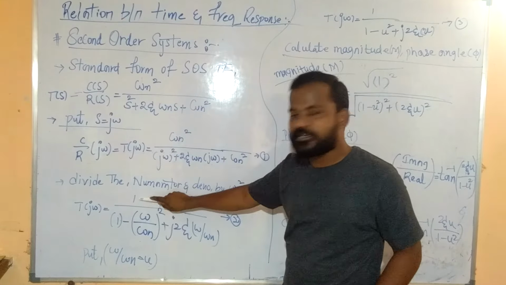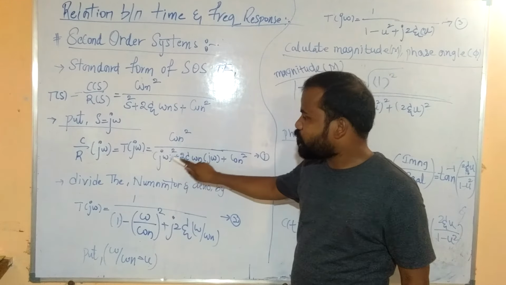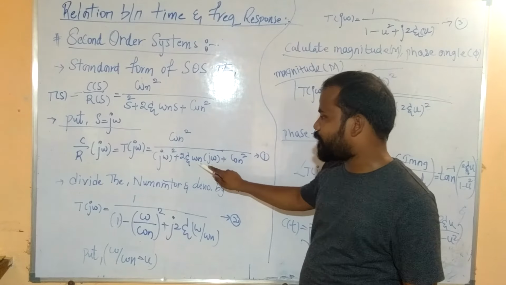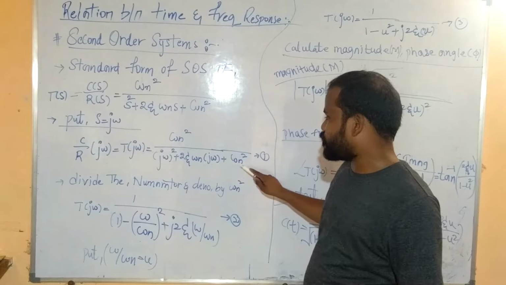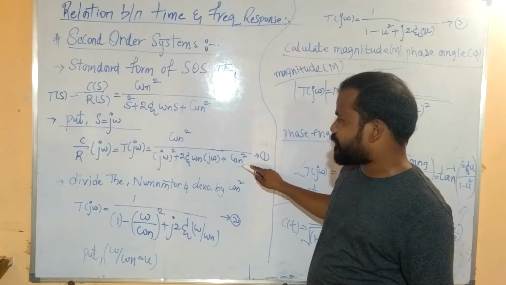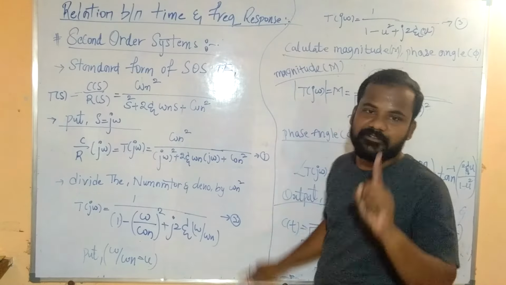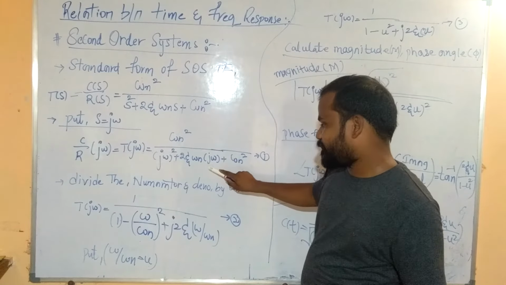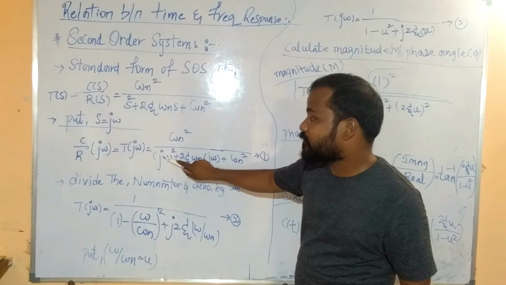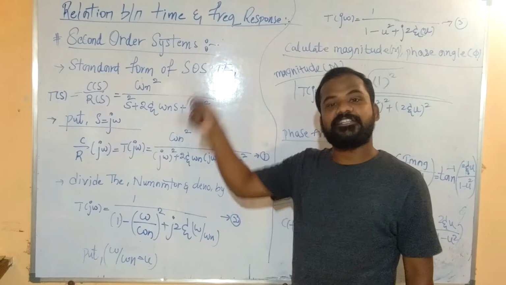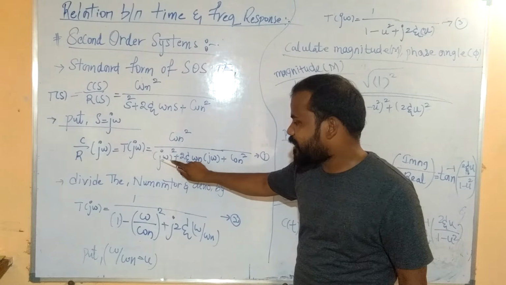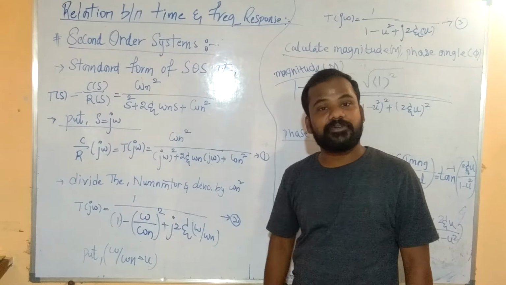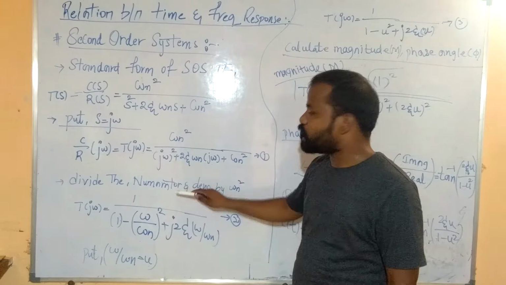So that's why 1 divided by, in the denominator, j omega whole square, next 2 zeta omega n into j omega plus omega n square, all divided by omega n square. Here omega n square divided by omega n square means 1. So that's why 1 minus, again just see here, j omega square divided by omega n square. j omega square means j square omega square divided by omega n square.